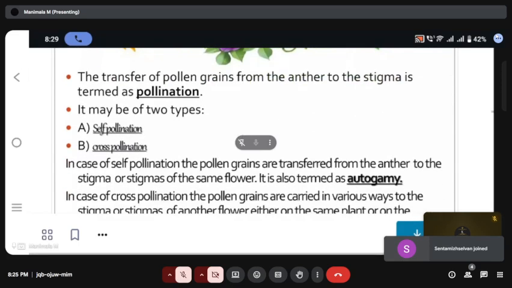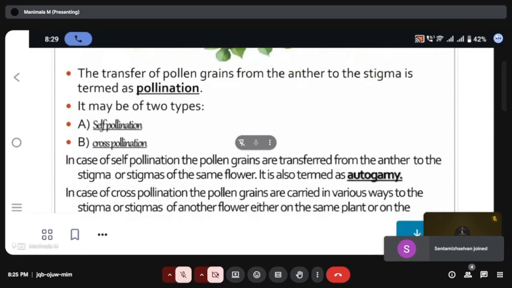Gymnosperms have naked seeds, you know, right? So the pollen grains are transferred directly to the ovule. So it is direct pollination. But in angiosperms, the ovules are enclosed by the ovary. So for this, we need some pollinating agent. Then it is called indirect pollination.